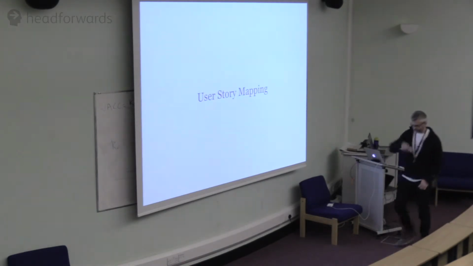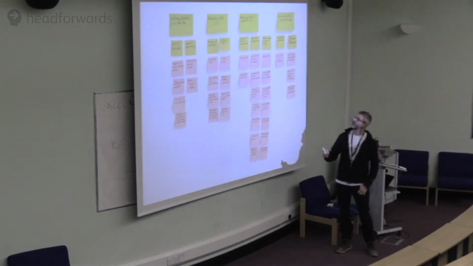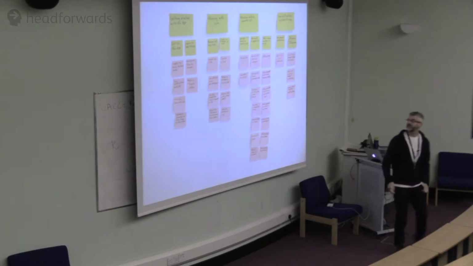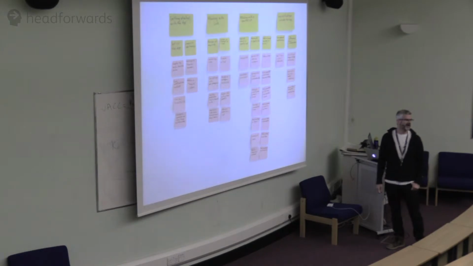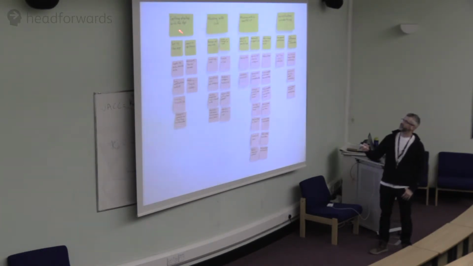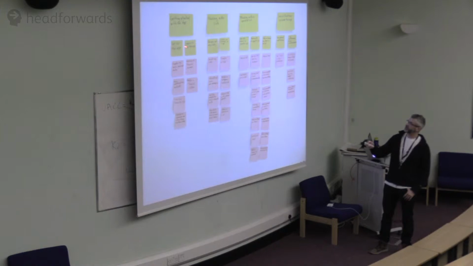User story mapping. So this is a user story map, and it's a way of organizing your user stories, your backlog, the work that your team are going to do into functional areas, user journeys across the top, and tasks that make up each of the different steps along the user journey.